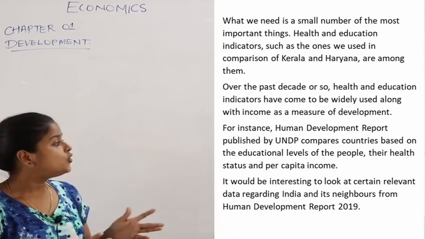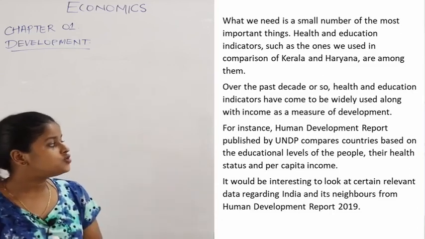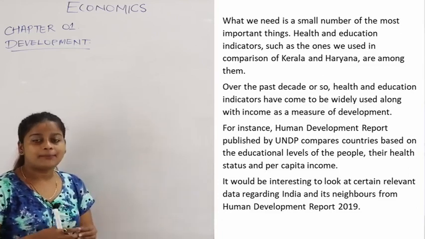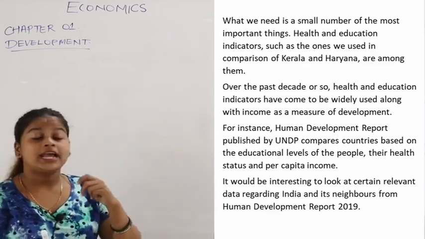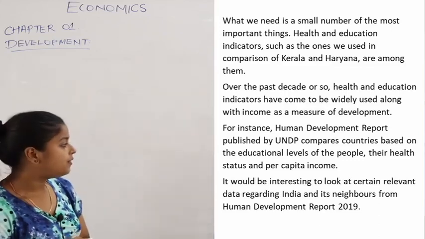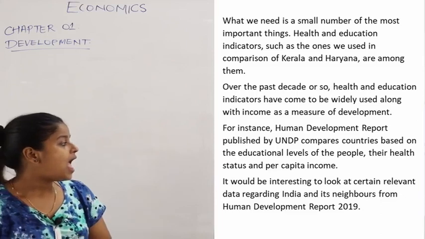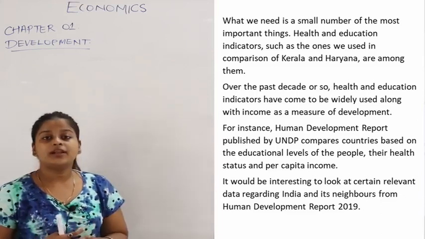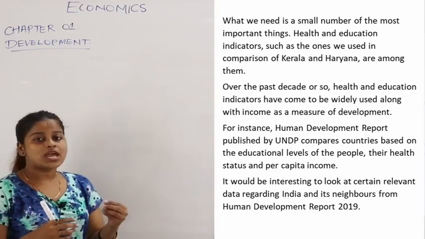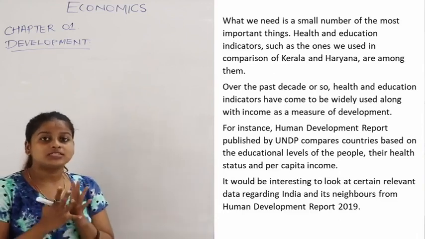For instance, the Human Development Report published by the UNDP compares countries based on the education levels of people, their health status and their per capita income. It would be interesting to look at certain relevant data regarding India and its neighbors from the Human Development Report 2019. So now we will look at a table which will show us some of the data. We just have to look at it as an example. There are no big solutions in that.